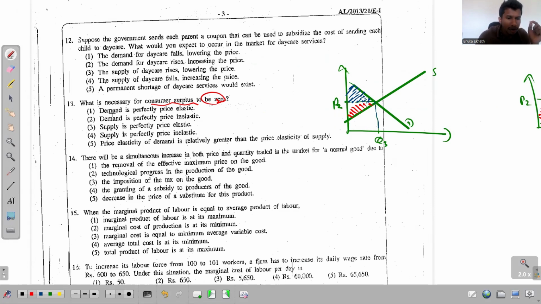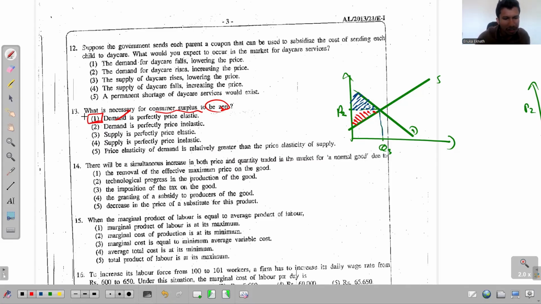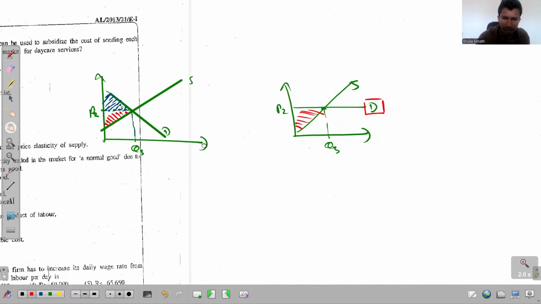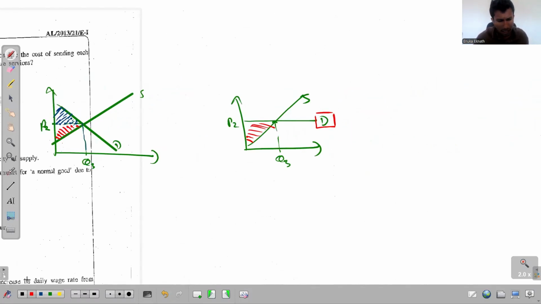Demand is perfectly price elastic. Yes, that is the answer. But I will go through the other points as well. So let's see the second one. Demand is perfectly price inelastic. All right. So let me just draw another diagram where we have a perfectly inelastic demand curve. Right. So this is the supply curve. And this time the demand curve is this. Right. This is the demand curve.